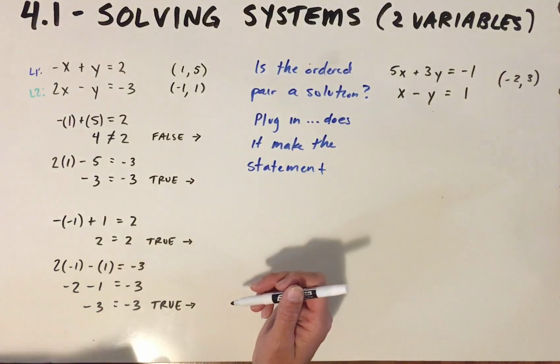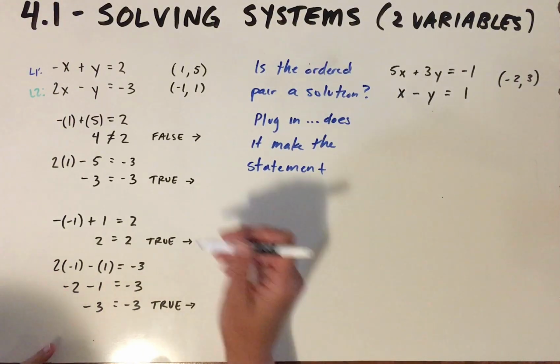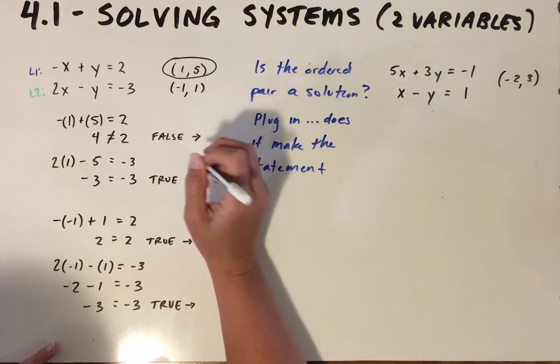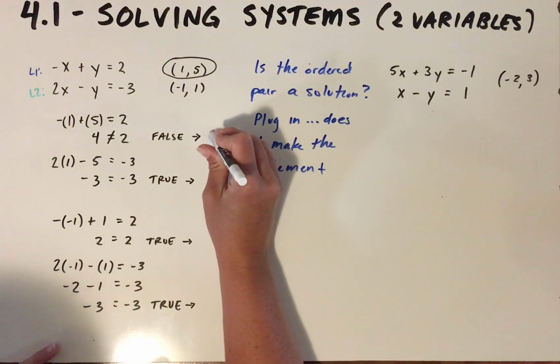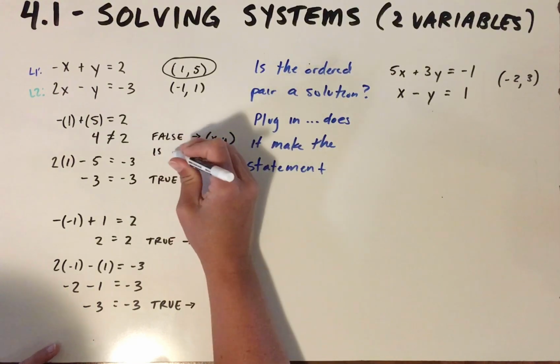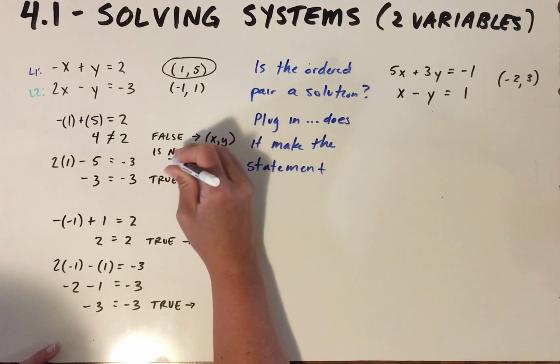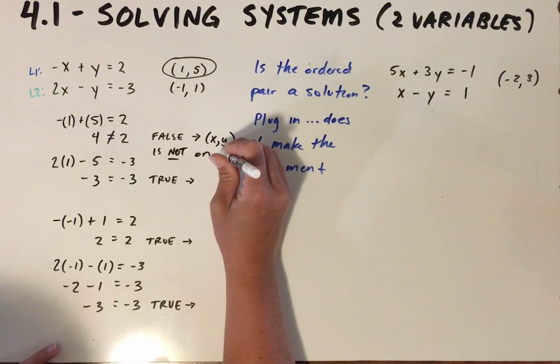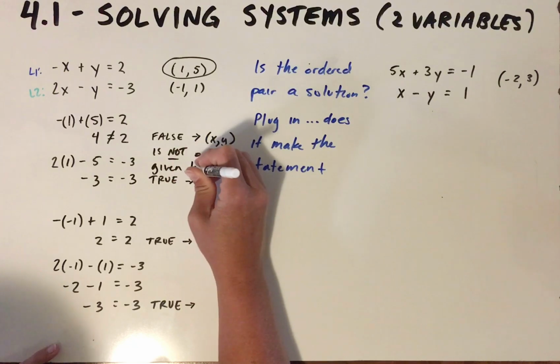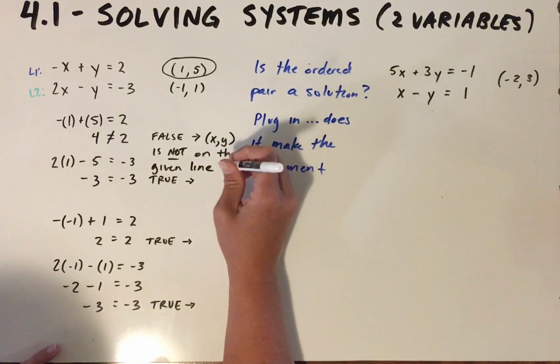Okay, what does false mean? If you get a false value, that means that this point right here does not lie on this line. So the point x, y, whatever it is, is not on the given line. In this case, it's not on our line 1.